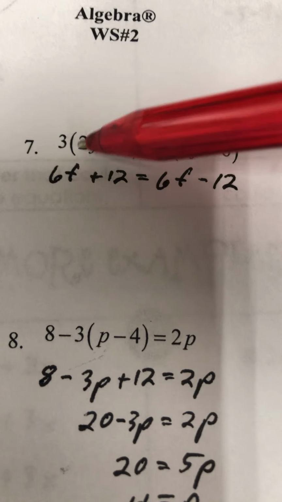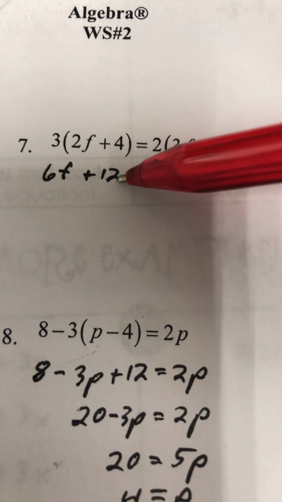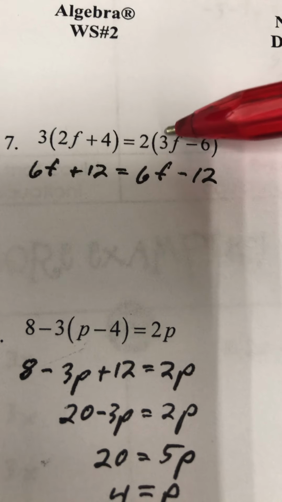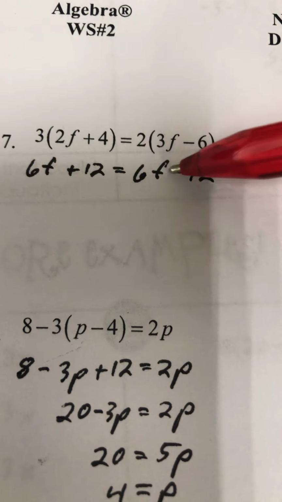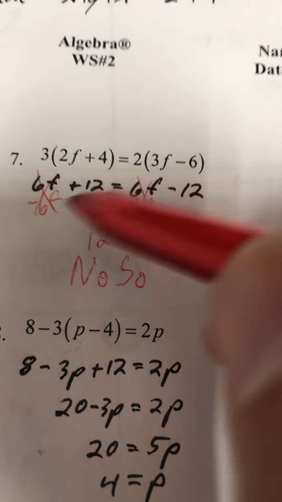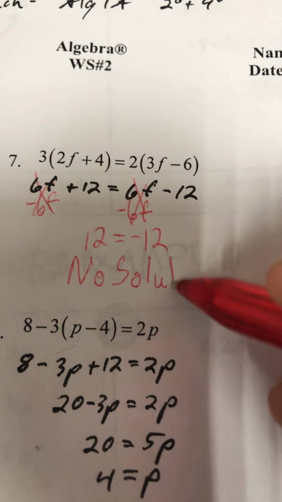So I have 3 times 2 is 6f. 3 times 4 is 12. This is 2 times 3 is 6f. 2 times a negative 6 is negative 12. So once again, if I were to go further, if I was to get rid of 6f on this side because I want it over here, well, that means I have to do it over here too. Well, that gets rid of both of them. And then you end up with 12 equals negative 12. That's not so. There's no solution. So when it's different like that on each side, like you're adding something and subtracting it, you could just stop right there. No solution for number 7.